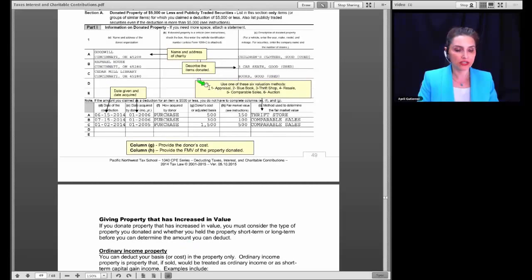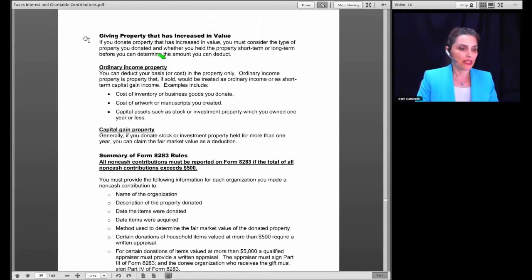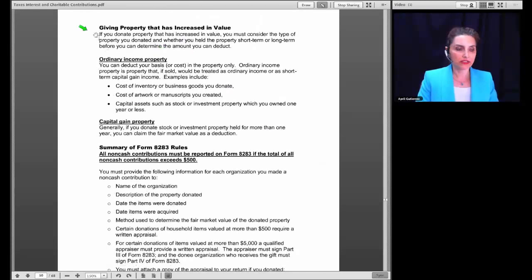And then, how did you arrive at the valuation? Well, the instructions for Form 8283 provide 6 different descriptions that you can use. They include appraisal, blue book, thrift shop, resale, comparable sales and auction. Thrift shop or comparable sales are usually the ones that I use. But if you had an auction, for example, it was a car that was sold at auction, that's what you would use. And if you used Blue Book or had an appraisal, it would be appropriate to use those descriptions, of course.